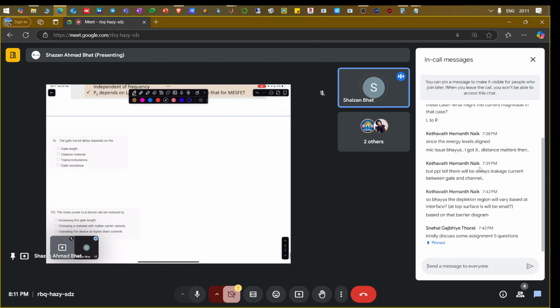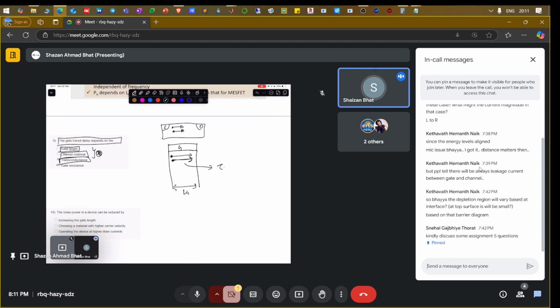Okay, the gate transit delay depends upon... Yeah, we have talked about this actually, not in this session, but in the previous session. Is it gate resistance? Gate resistance, I guess it should be gate length, it should be channel material, and it should be transconductance. These are the three parts which sound logical to me, because the gate transit time is how much time the electron will take to pass through the gate length. If this is the gate, this is the gate length, so this is the gate transit time.